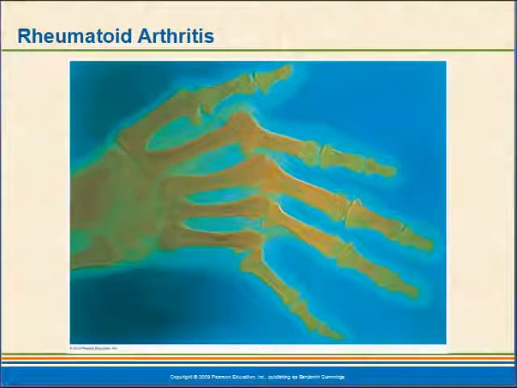So this is a condition that happens as we age, more likely to occur if we're older, but it can happen in the very young. It's just that as we get older, our immune system becomes a little less efficient, and it can begin to attack our own cells.